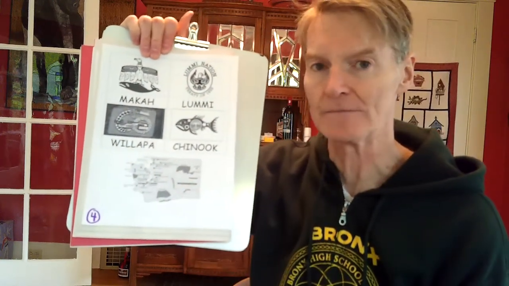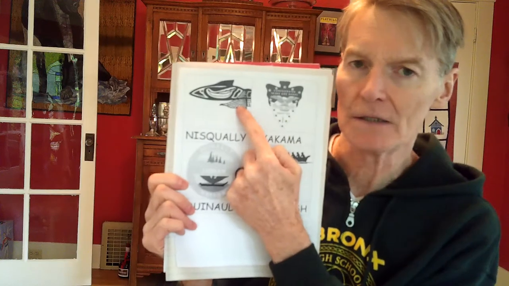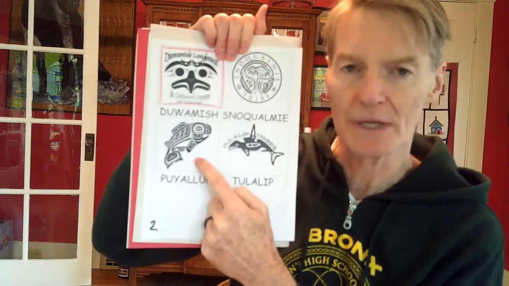Something to look at, see if you can match the names from these 3 pages, pages 2, 3, and 4, and see if you can find where those names match on the map right here. Now, paying attention particularly to the imagery in the Chinook picture right here will be important, as will the artwork in the Nisqually image, as will the artwork in the Puyallup image.